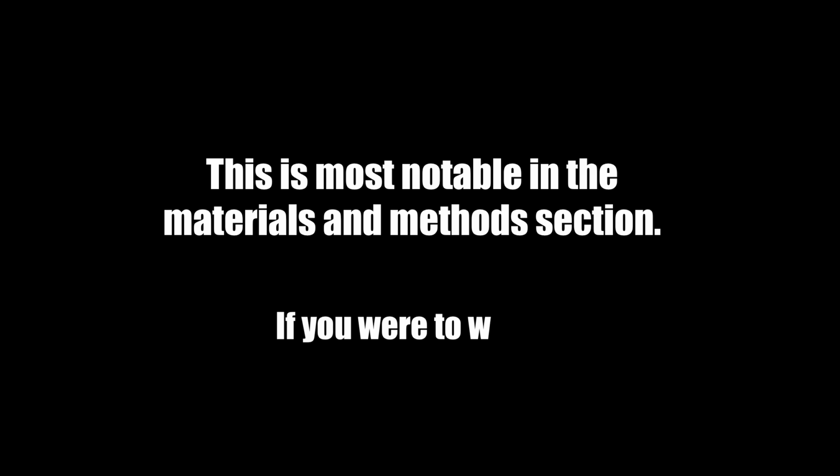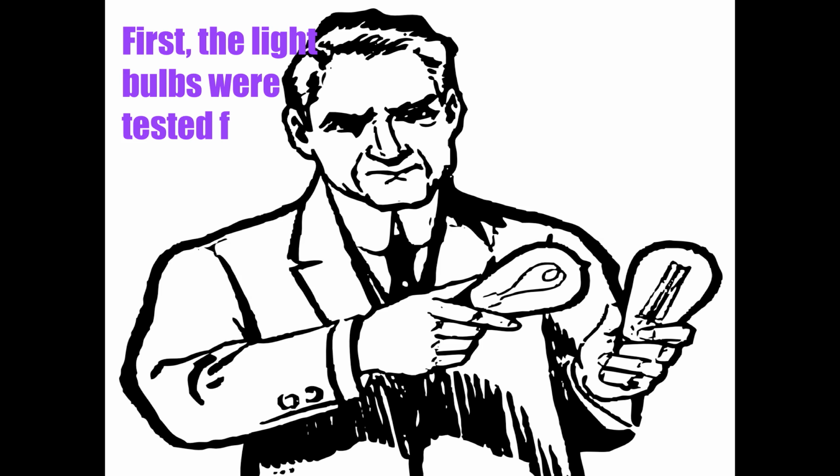Traditionally, things pertaining to scientific works are written in the passive voice. This is most notable in the materials and methods section. If you were to write, first the light bulbs were tested for electrical currents, in a research paper, it can be assumed that the person reading the lab report knows you are the one performing the testing. Writing in first-person point of view and in active voice would not only be unnecessary, but may also come off as unprofessional.